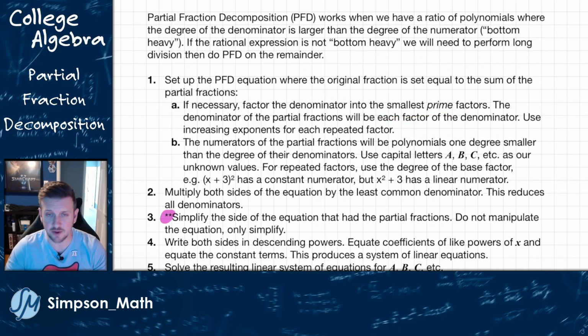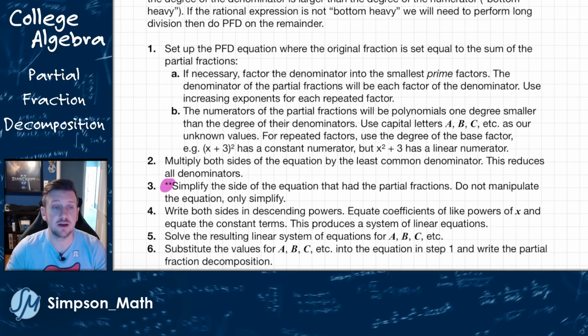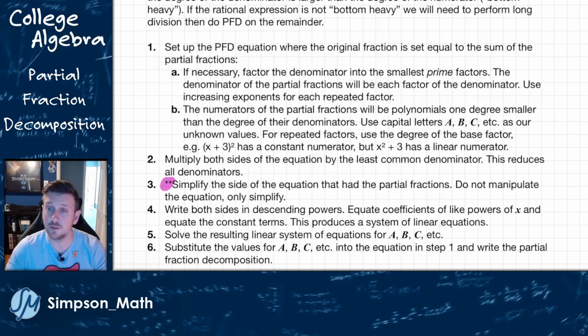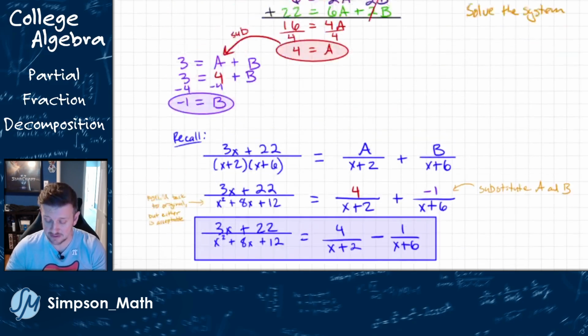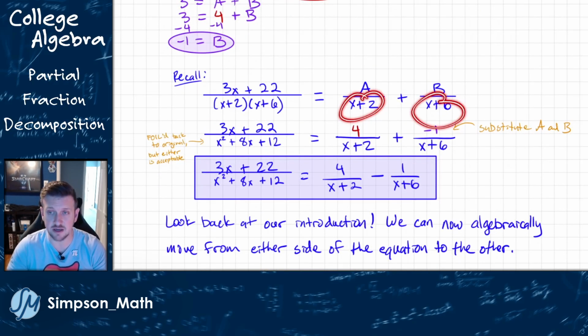Then the denominators of our partial fractions will be each factor in the denominator, and this is an important note: we're going to use increasing exponents for each repeated factor. We'll see that example coming up. Then the numerators of the partial fractions will be polynomials one degree smaller than the degree of their denominators. So for the problem we just saw, they were linears in the denominator, so I have constants in the numerator.